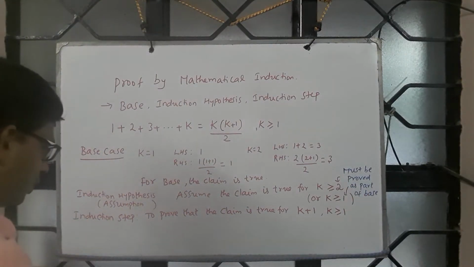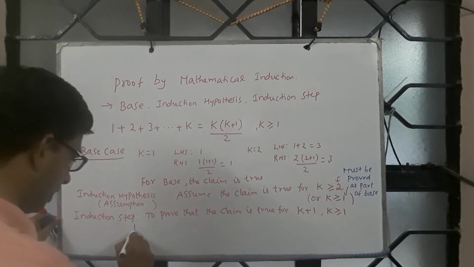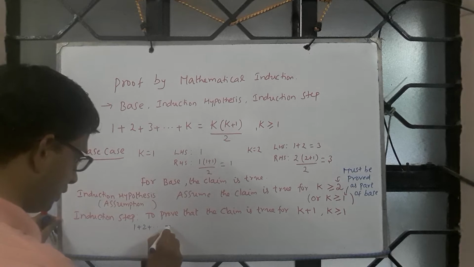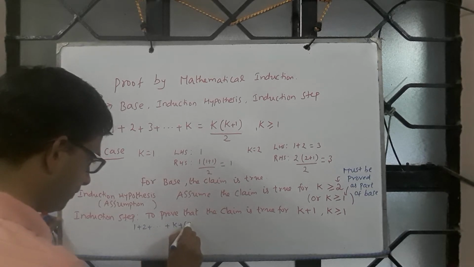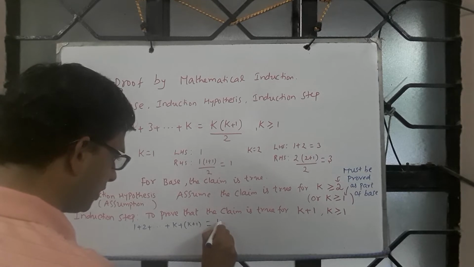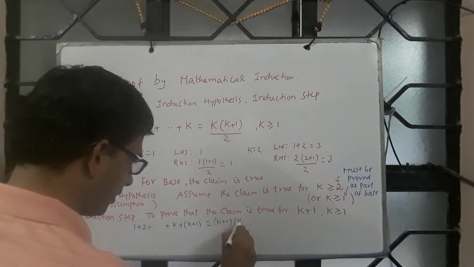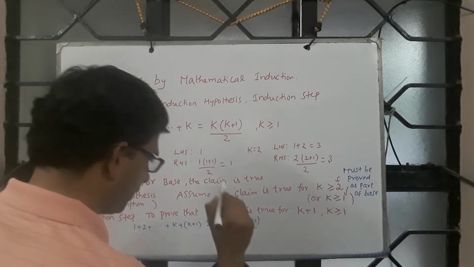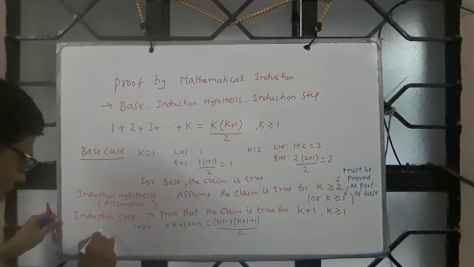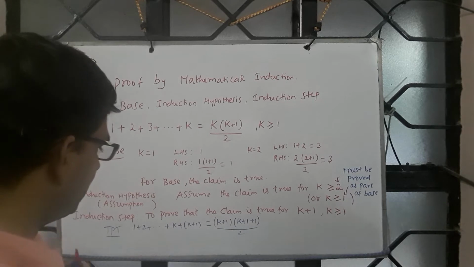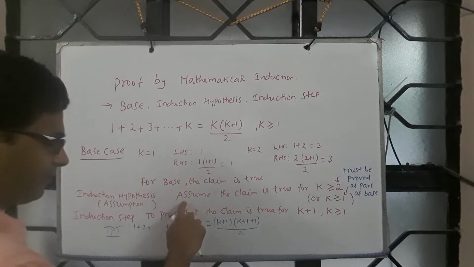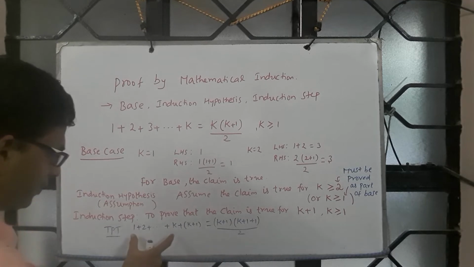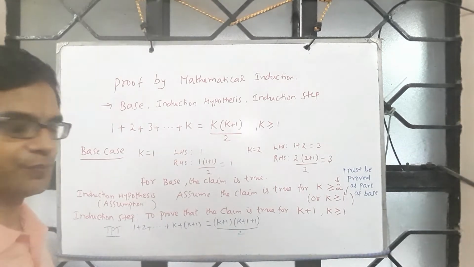So what is it that we want to show? We want to show that 1 plus 2 and so on up to k plus 1 is (k plus 1) into (k plus 1 plus 1) by 2. This is what we want to prove. What is given to us, or the inductive hypothesis says, is to assume the claim is true for k, which means 1 to k is k into (k plus 1) by 2.